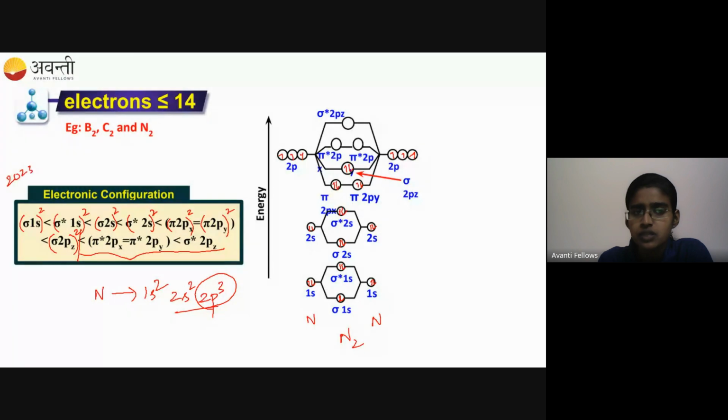A 2023 NEET question was asked from this only. They gave 4 options, and they asked the students to find out the correct electronic configuration for the nitrogen molecule. In NEET they asked this last year. You just need to remember this pattern. That's it.